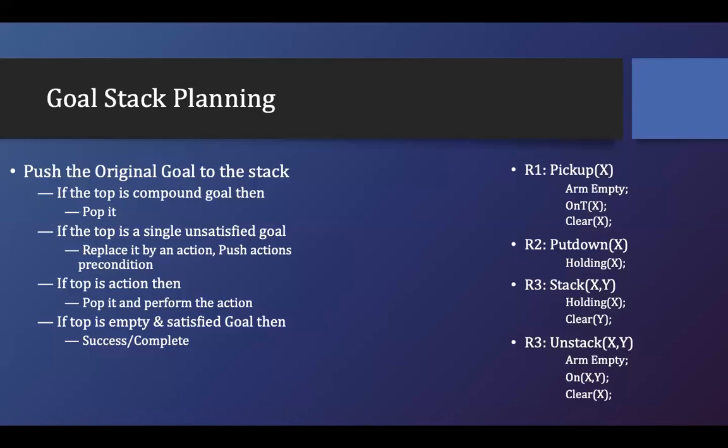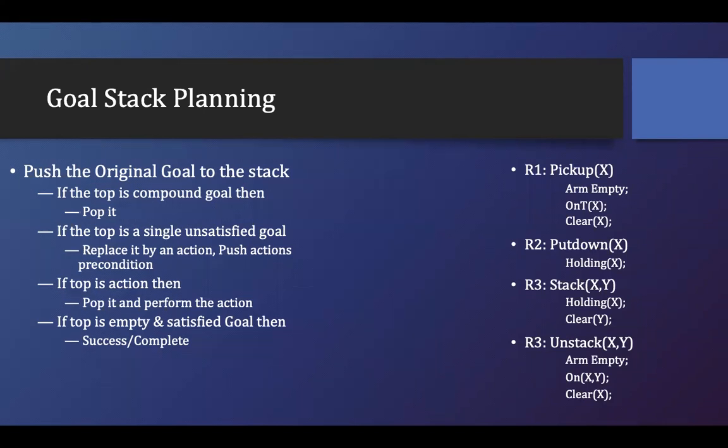So goal stack planning is, you can see, a hybrid version of planning in which we use both backward regression and forward progression in this particular goal stack planning. Now the name suggests we are talking about a stack. So we use the stack to solve any type of problems.